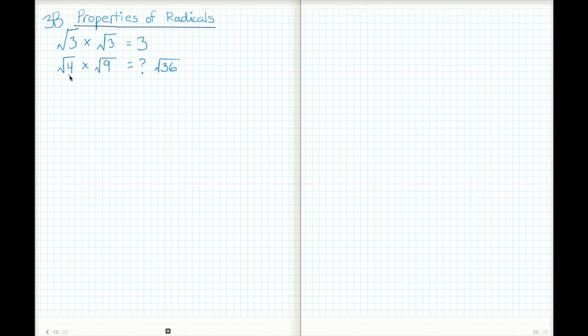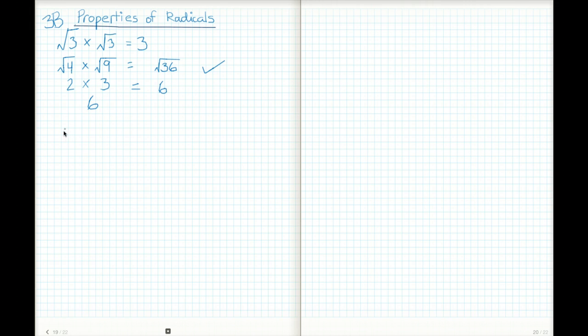Let's check by dealing with each radical separately. The square root of 4 is 2. The square root of 9 is 3. And 2 times 3 gives me 6. So the left-hand side of this equation is 6. What about the right-hand side? Well, the square root of 36 is also equal to 6. So in this case, it works. The square root of 4 times the square root of 9 is going to be the exact same answer as the square root of 36. So we can get rid of the question mark, and that is true.